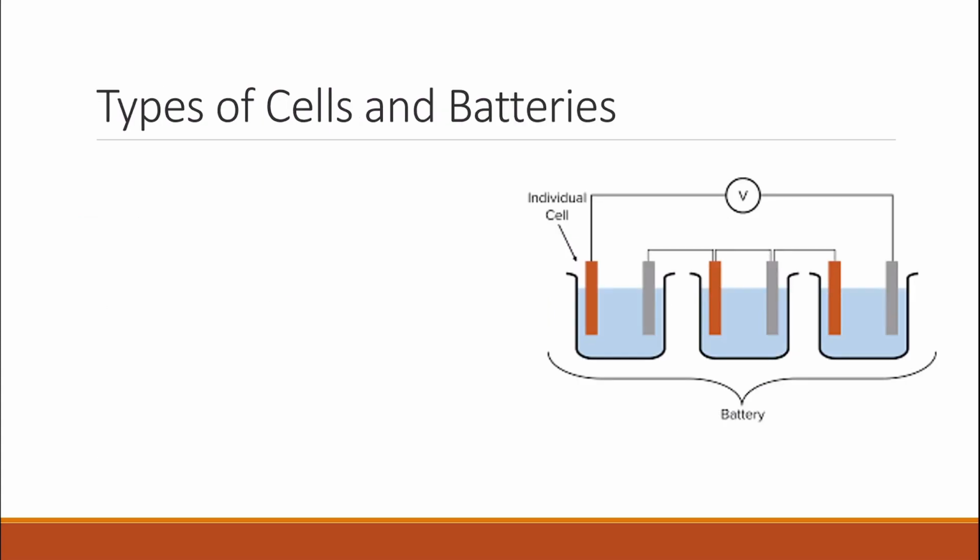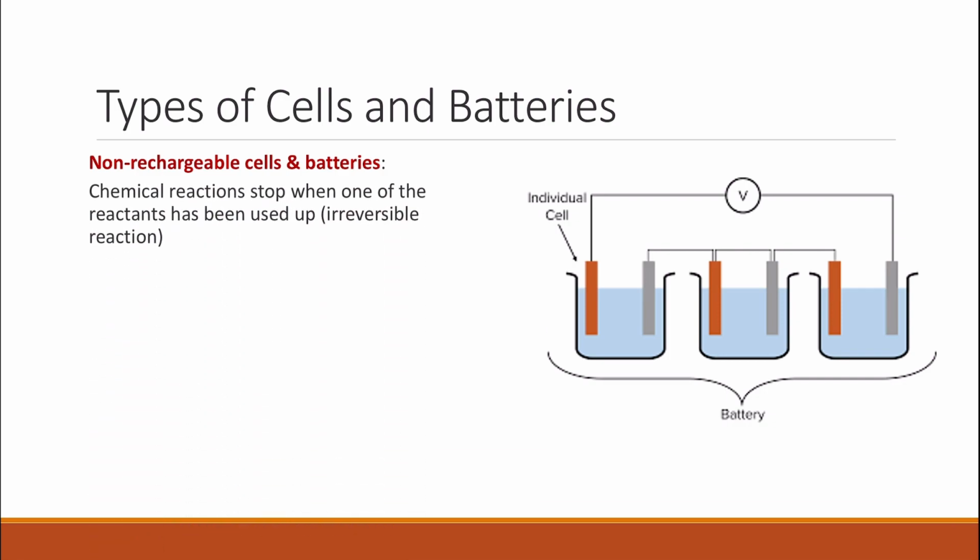There are two types of cells and batteries. The first type is the non-rechargeable cells and batteries. This type depends on a certain chemical reaction, which is irreversible. So once the reactant has been consumed completely, the reaction will stop and no more energy will be generated. Examples of these are the alkaline batteries, which are non-rechargeable.